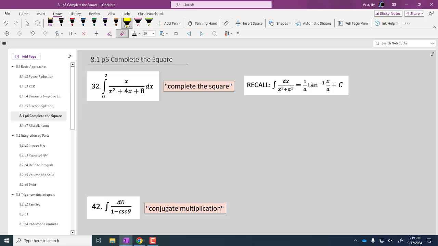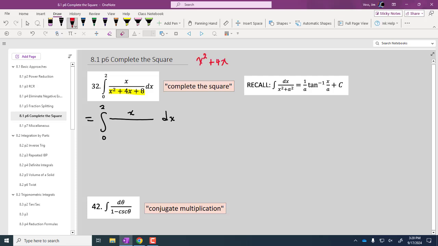So this polynomial in the denominator, not factorable. If it was a perfect square, we would be able to factor it and maybe do something. It's not factorable. So what do we do? We make it factorable by completing the square. And when we complete the square, we are looking at the first two terms. And what would we need to add? What constant do we need to make this a perfect square trinomial?